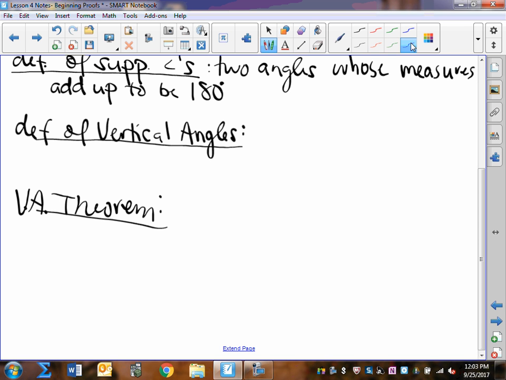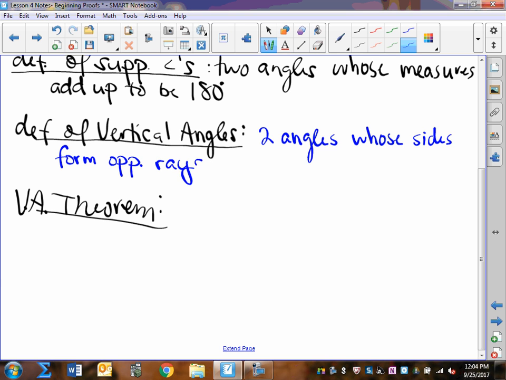Two angles that have the same vertex and are congruent. We're getting close. All right, so definition of vertical angles: two angles whose sides form opposite rays. Two angles whose sides form opposite rays.